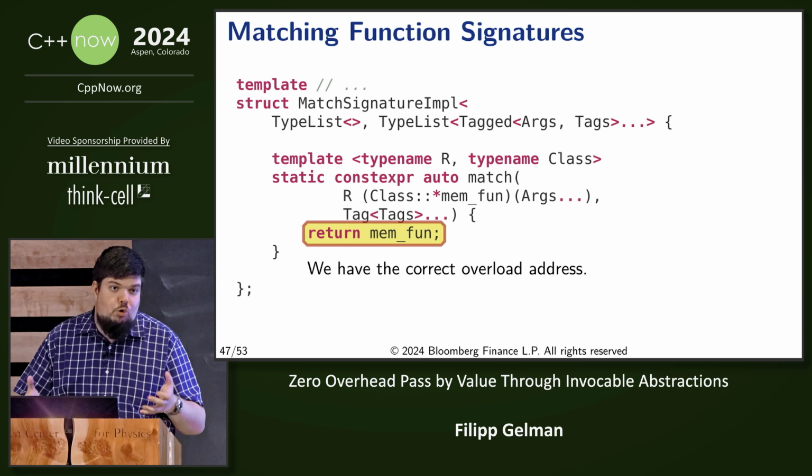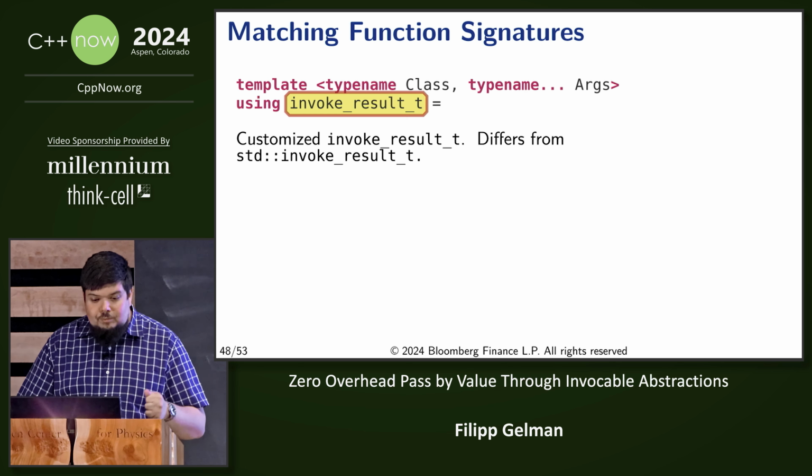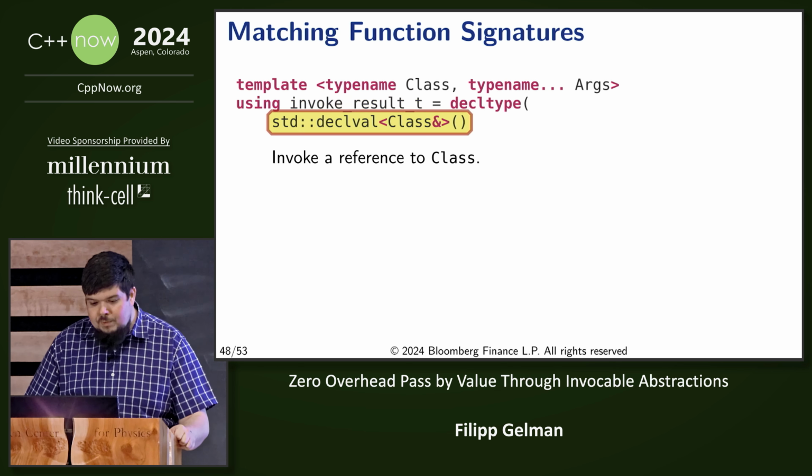And again, because all of the type traits in the standard conflate values and rvalue references, we have to do our own. So given a class and some arguments, the result of invoking that class is, well, first, let's just conjure up a reference to the class. And next, we can't just use straight declval because that returns references. But if instead of saying declval of args, I say declval of a reference to a function that returns args by value, and then I call that, I now have actual values, not references. So yeah, this works.